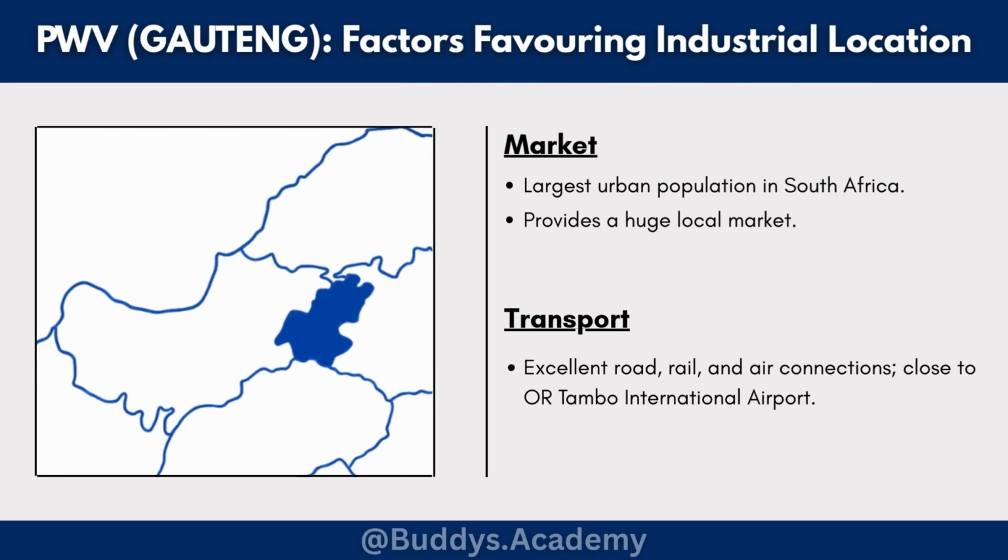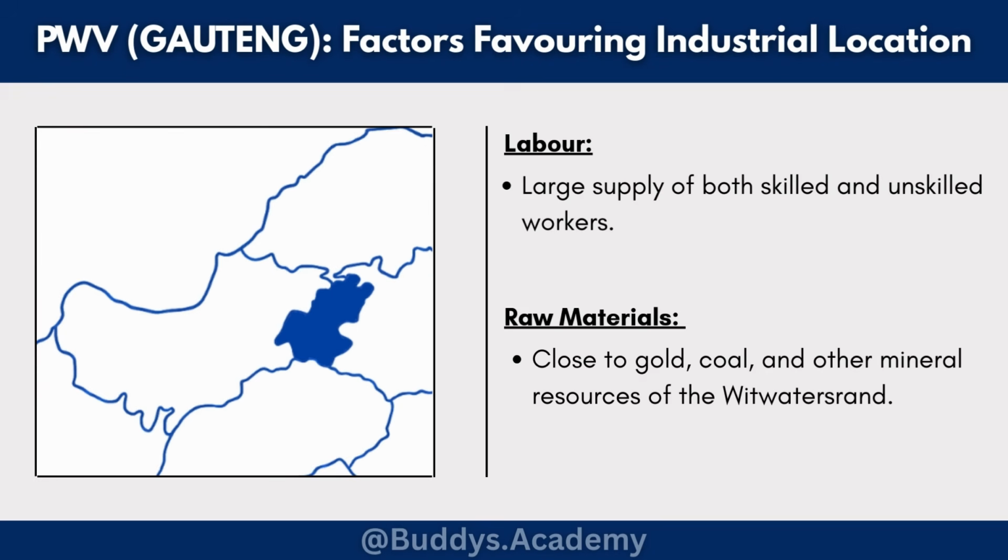Next will be your transport. Now, the PWV region is going to have an excellent road, rail, and air connections. It's going to be situated close to your OR Tambo International Airport. In terms of labor, there's going to be a large supply of both your skilled and your unskilled workers. Remember, this region is going to be densely populated. That means there's going to be a lot of people which can provide labor. Next will be your raw materials. Now, the PWV region is going to be close to gold, coal, and other mineral resources of the Witwatersrand. So that means that there's going to be an abundance of your raw materials, just like this point mentioned.